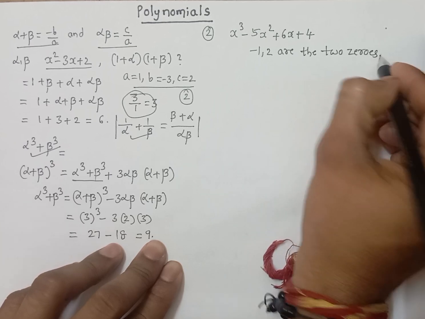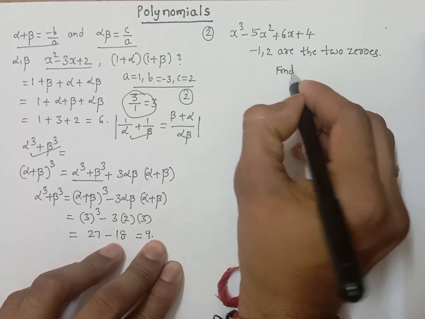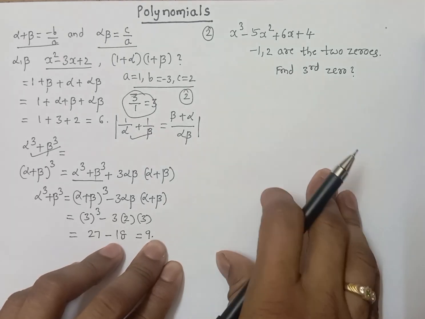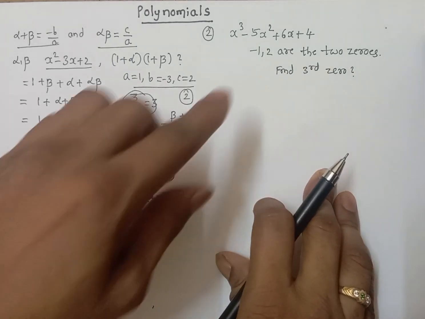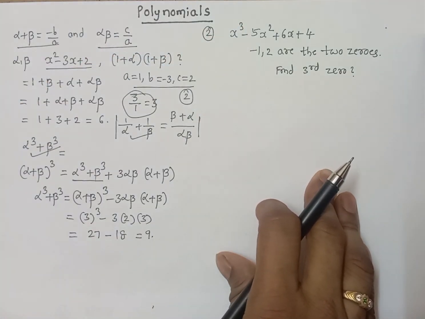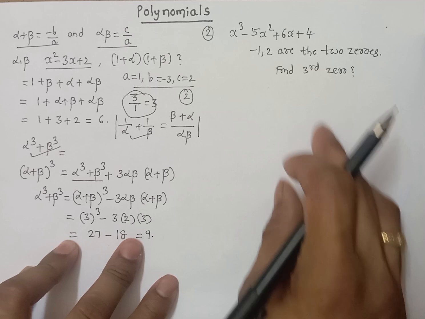Minus 1, comma, 2 are the 2 zeros. Find the third zero. So two zeros are given to you. That may not satisfy the given question, I have taken random numbers. Like two zeros are given to you, we have to find a third one.